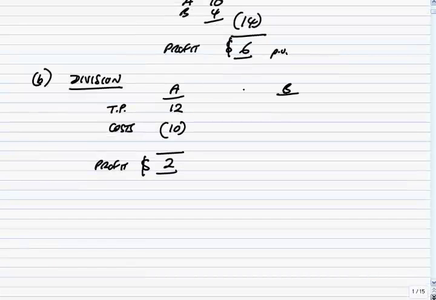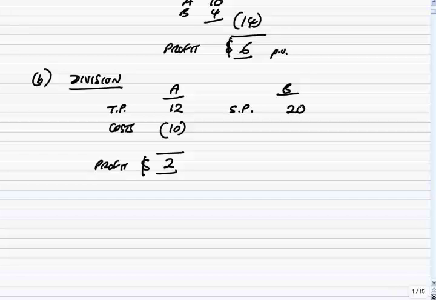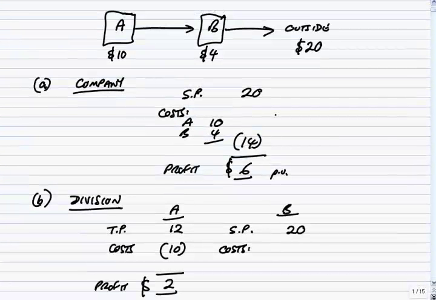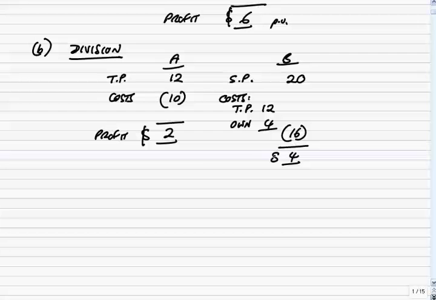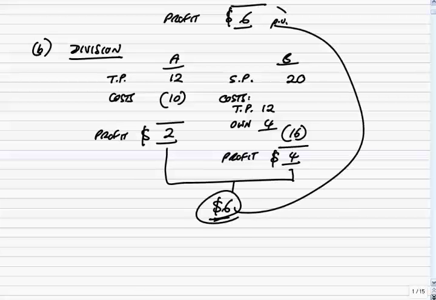Similarly, Division B. Well, Division B sells to outside customers. The selling price is 20. Their costs, though, they're now having to pay Division A the transfer price of $12. They've got their own costs of another 4 to pack. And so Division B, they're reporting a profit of $4. And so, of course, the total profit, whatever happens, the total must be $6. We already knew that. All the transfer price has done has been to split the profit between the two divisions.